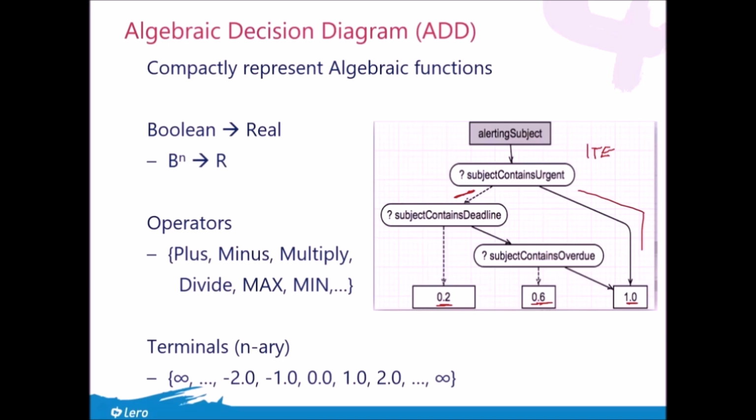Our terminals are now n-ary. You can have multiple terminals. You can have more than 3. You can have 4. You can have 5. And the values can go from minus infinity to plus infinity in real values.